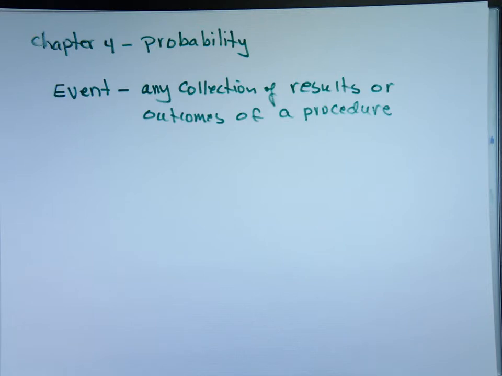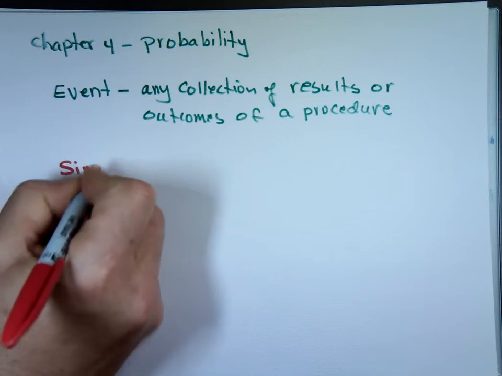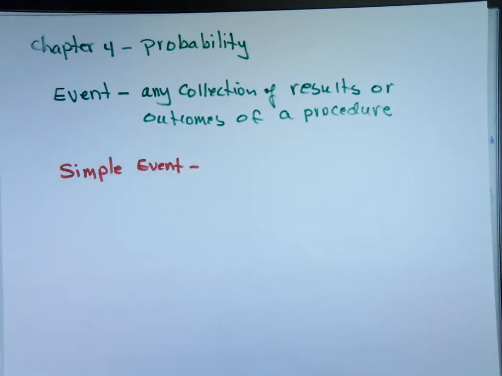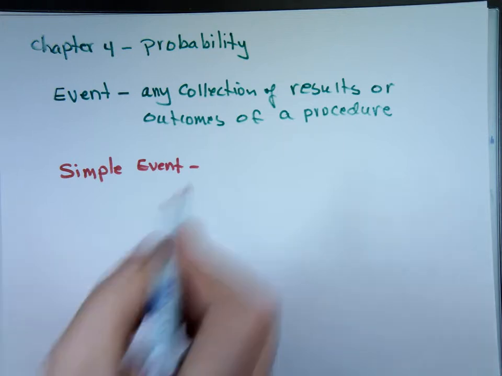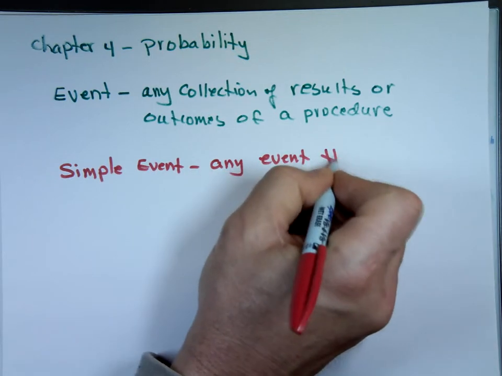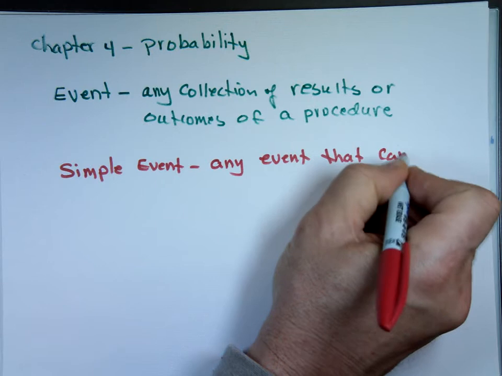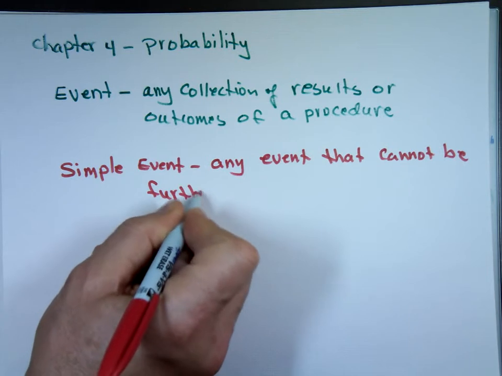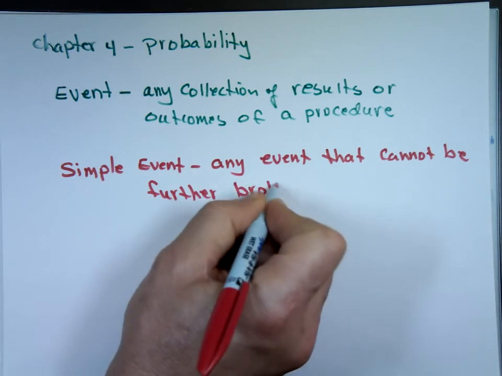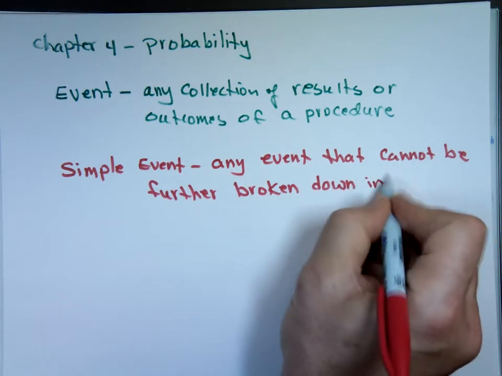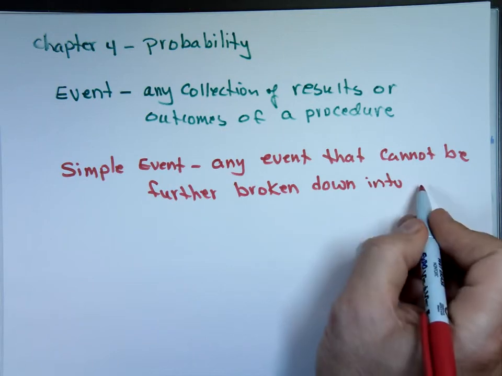Now, events can be broken down into simple events and compound events. So what's a simple event? A simple event is any event that cannot be broken down any further into simpler events.